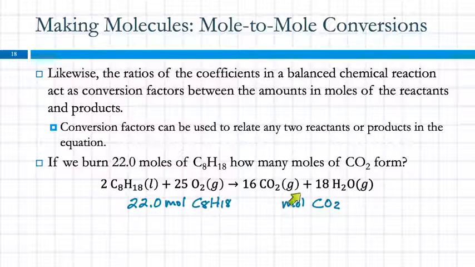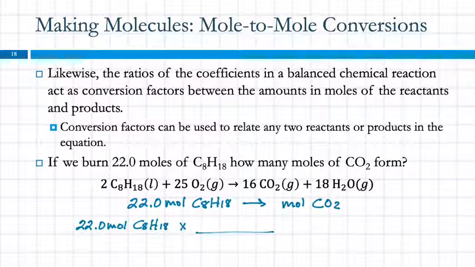Well, the balanced chemical equation gives us the relationship in numbers of molecules or in moles, right? So 2 moles of this gives 16 moles of that, so this can also be done in one step. 22 moles of C8H18. I'm going to have one fraction. I'm going to moles of CO2. I'm going to put moles of C8H18 down there so they cancel out.